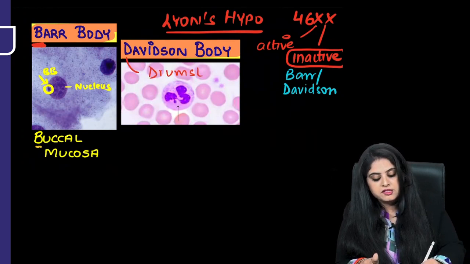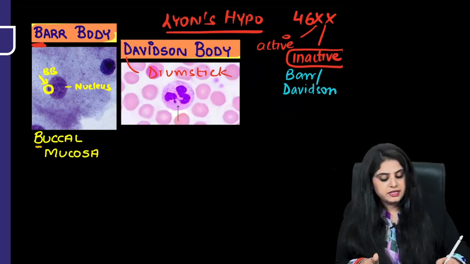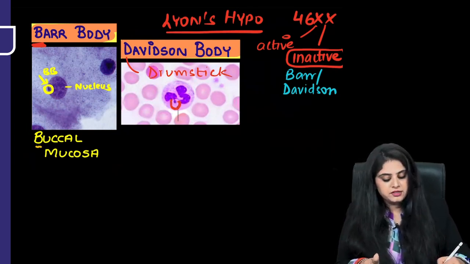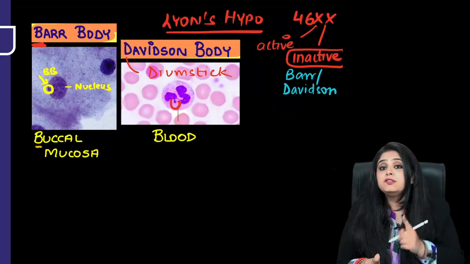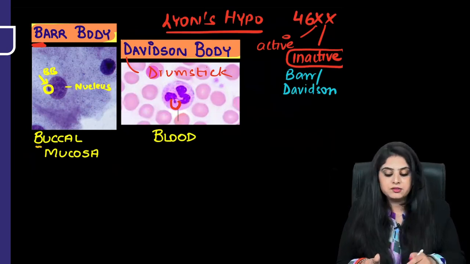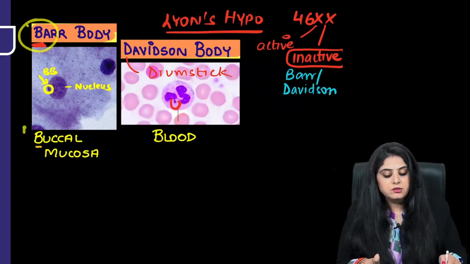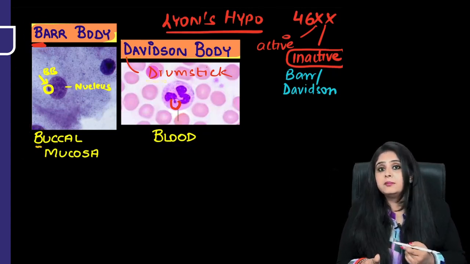Davidson is going to look like a drumstick. Yes, you can see that drumstick appearance very nicely over here, but you see it in neutrophils, that is, in a blood sample. So remember, a Barr body is something you see in buccal mucosa, whereas the Davidson drumstick, you're going to see in neutrophils in the blood sample.